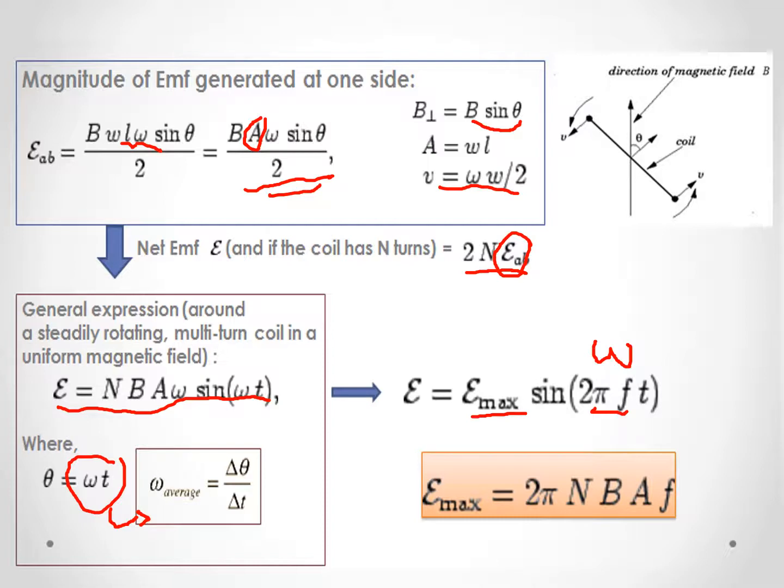Recall the circular motion that we learned before, where velocity equals 2 pi r over T, and 1 over T is also the frequency, so we can just get the formula omega equals 2 pi f. And from there, we will know that the maximum EMF is 2 pi times N, B, A and f.